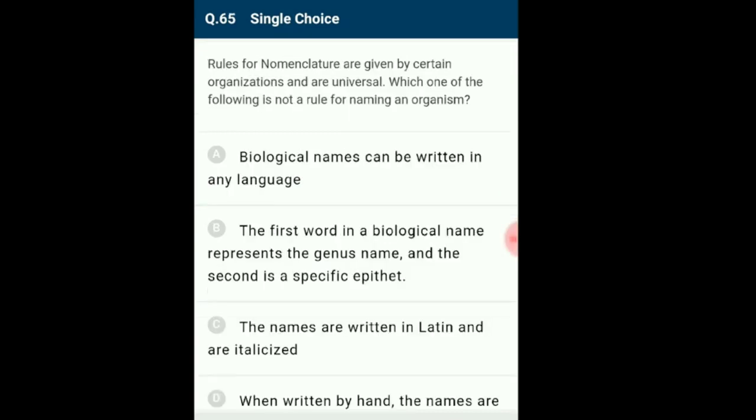Question number 65. The rules for nomenclature are given by certain organizations and are universal. Which one of the following is not a rule for naming of an organism?